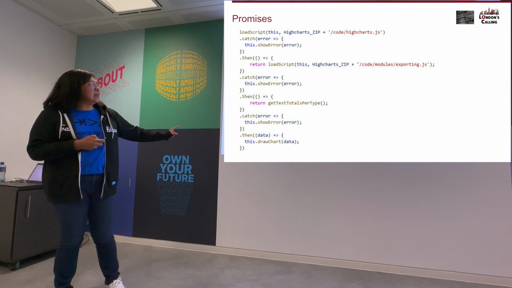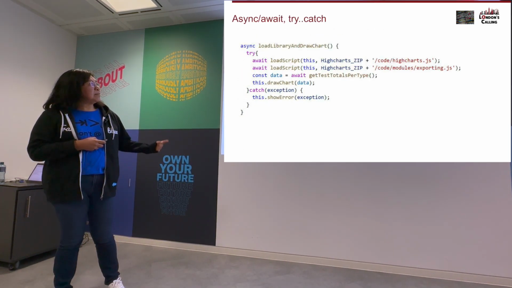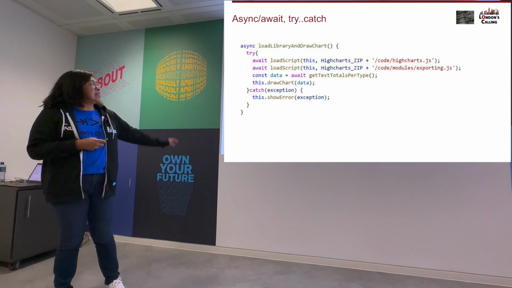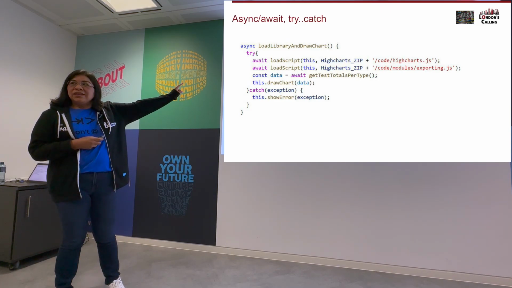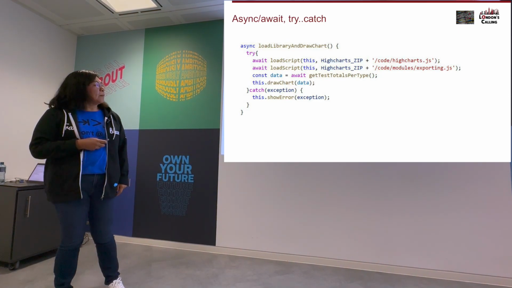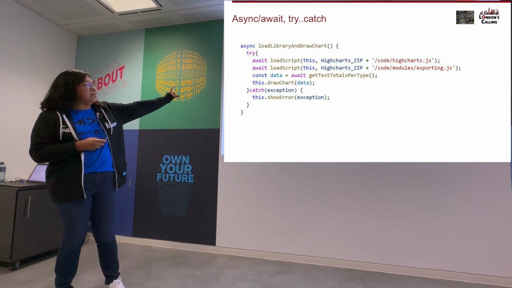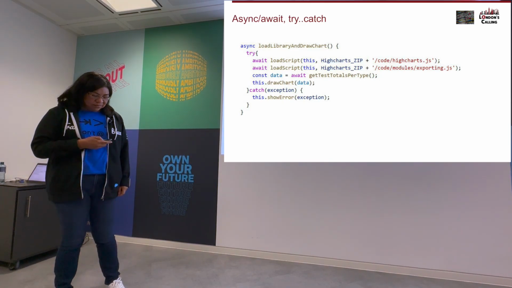So these chained promises can be changed to this one. You have to use async in the function and then await whenever you want the promise to wait until the next line is executed. I think this is clearer to understand and kind of cleaner as well.